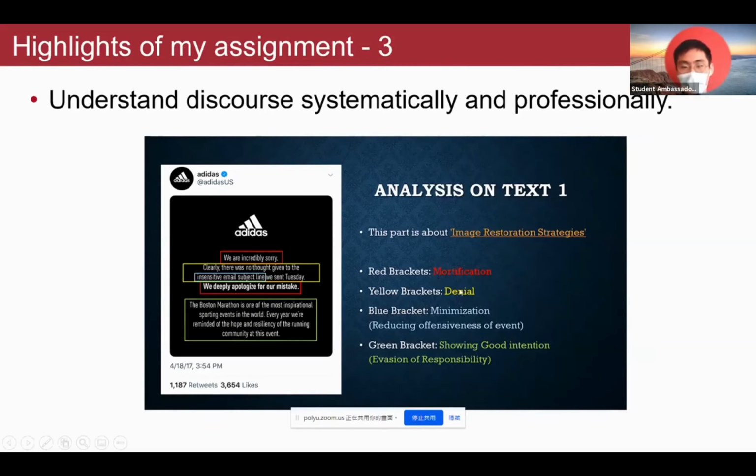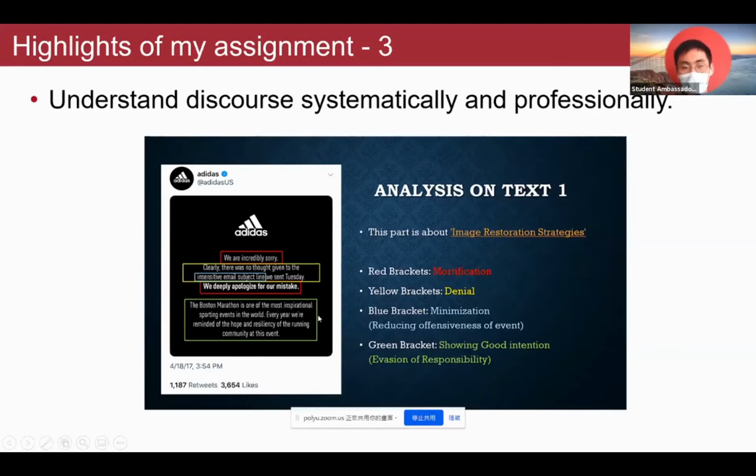Mortification is simply saying, "Oh, I show my empathy, I feel very sorry for all of you." This is mortification. And then denial is they show that they have little responsibility for all this chaos. And then minimization is to press down the responsibility. It's also reducing the responsibility of Adidas itself, although we all know that it is Adidas who sent that faulty email. And then in the end, showing good intention.